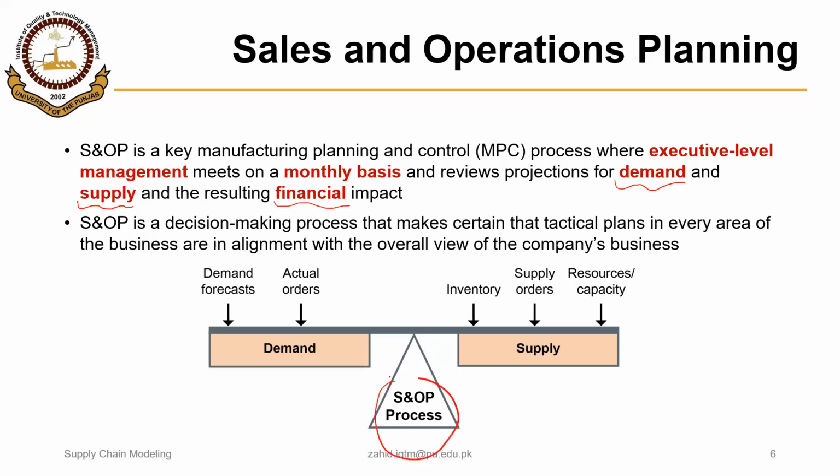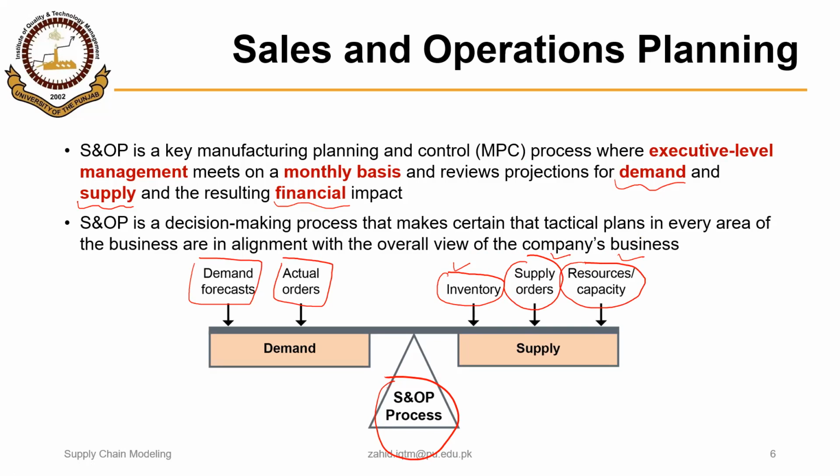So S&OP balances demand and supply. And there are two very obvious sources of demand. One of them is actual orders, actual customer orders or confirmed orders. And the second is demand forecasts. And the sources of supply could be the inventory that is held by the organization. It could be supply orders, something that the organization purchases. And of course, different resources like equipment and machines. So it could be past inventory, it could be something that is purchased, or it could be equipment or plant or machinery. So these are the sources of supply.